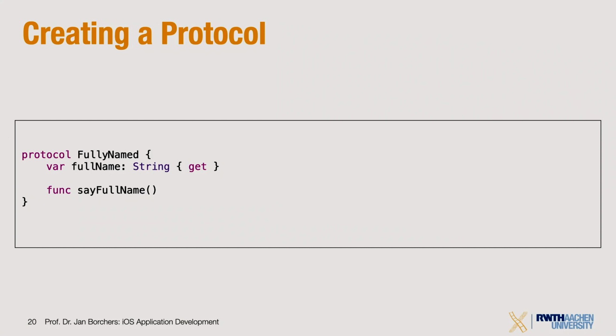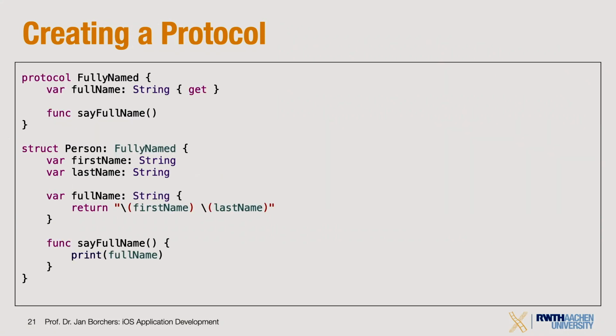Let's see here. Yeah, here's an example of then using this. Right? So I've got my protocol defined up there. And now here's our struct, or person struct that we've used before. It has the first name and last name, and it also adheres to the protocol fully named. Right? That's what we're claiming here.